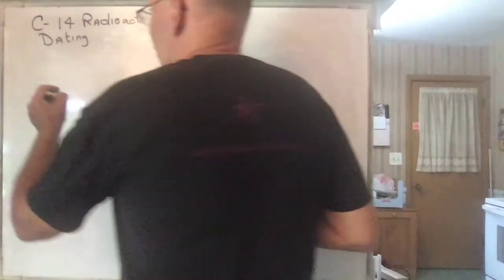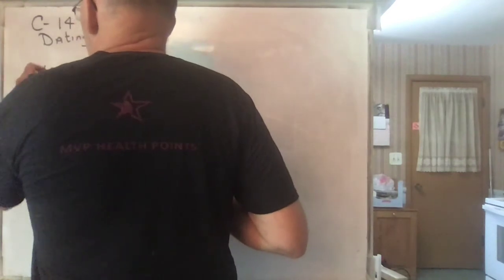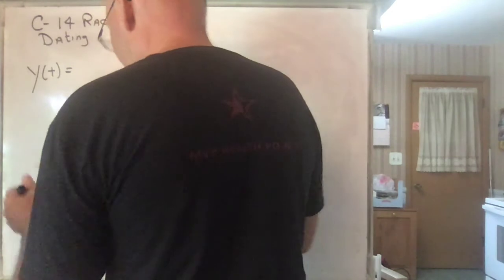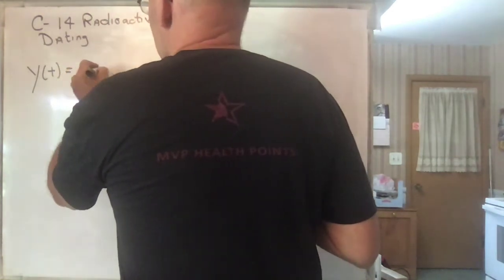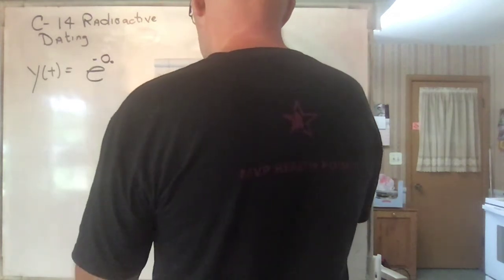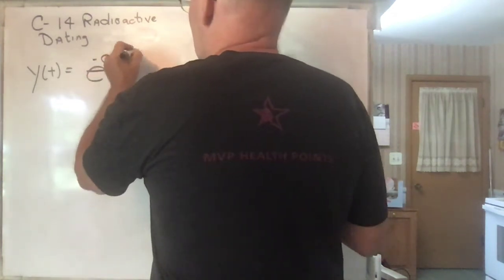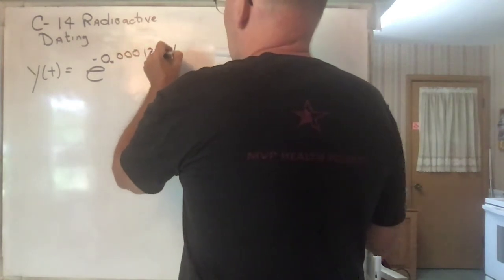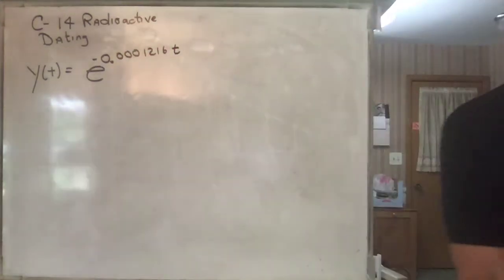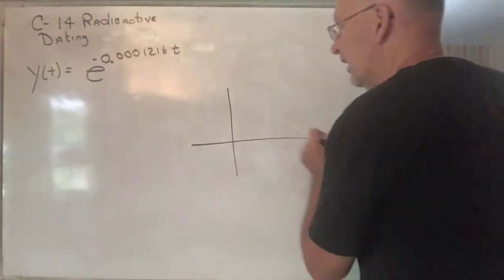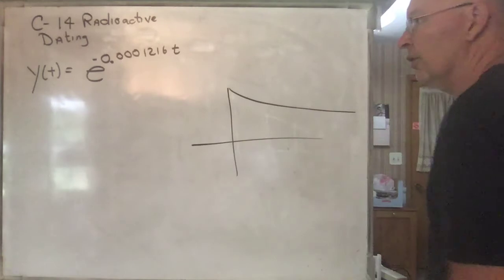So anyway, after doing all that, here's what scientists have determined. The rate of decay of carbon-14 is given by e to the negative 0.0001216t. Notice this is a negative number, which means it's going down. And so that's a very small negative number, so it's decreasing very slowly.